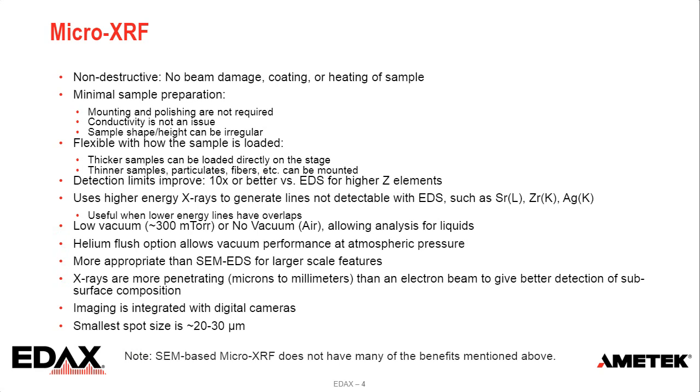And imaging is integrated with digital cameras. Micro-XRF is usually equipped with high magnification and low magnification cameras to guide you in analyzing the sample and to take sample images. The smallest spot size for Micro-XRF is around 20 to 30 microns, and usually they are also equipped with millimeter-sized collimators to do analysis on larger areas or to map larger scale samples.